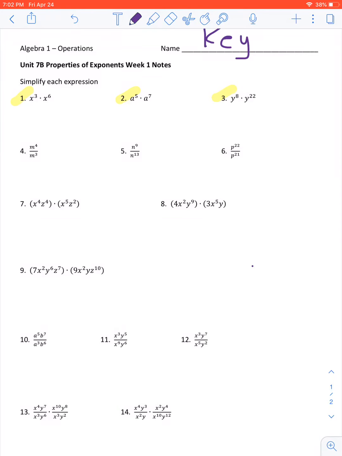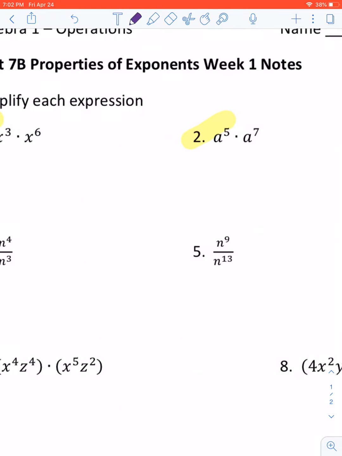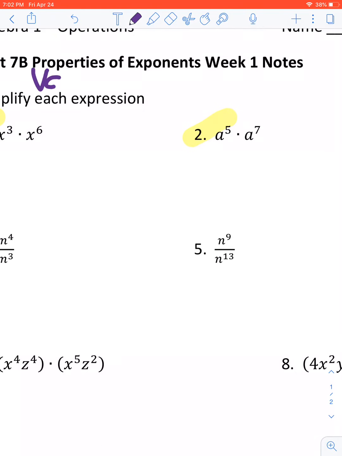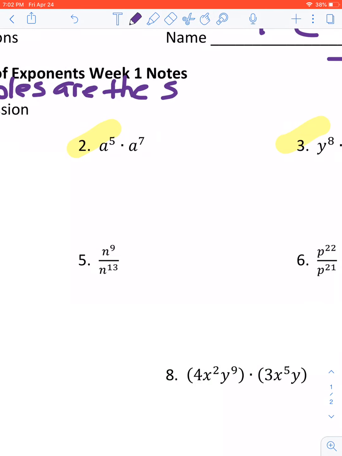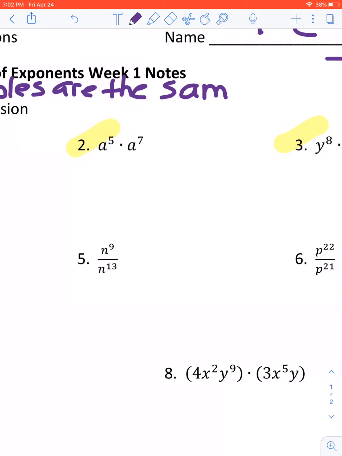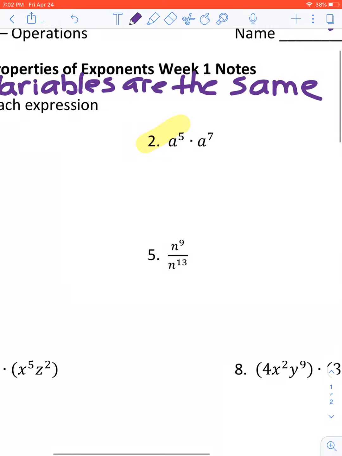So when you're doing exponent rules, variables must be the same. So let's write that down there. Variables are the same. If variables are not the same, then you can't combine those ones. So they have to be the same in order to combine them.